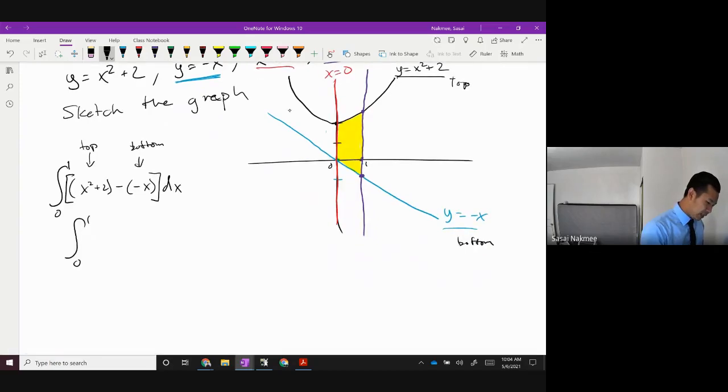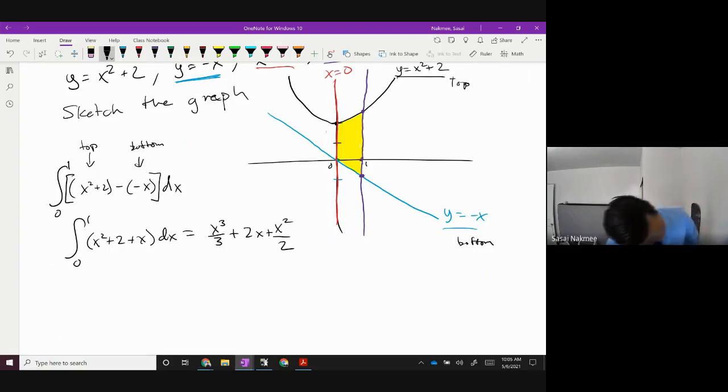This is from 0 to 1 of x squared plus 2 plus x dx. Do this integral real quick. It looks like it's just a power rule. This is going to be x cubed over 3. The plus 2 becomes a plus 2x. The x itself becomes an x squared divided by 2.